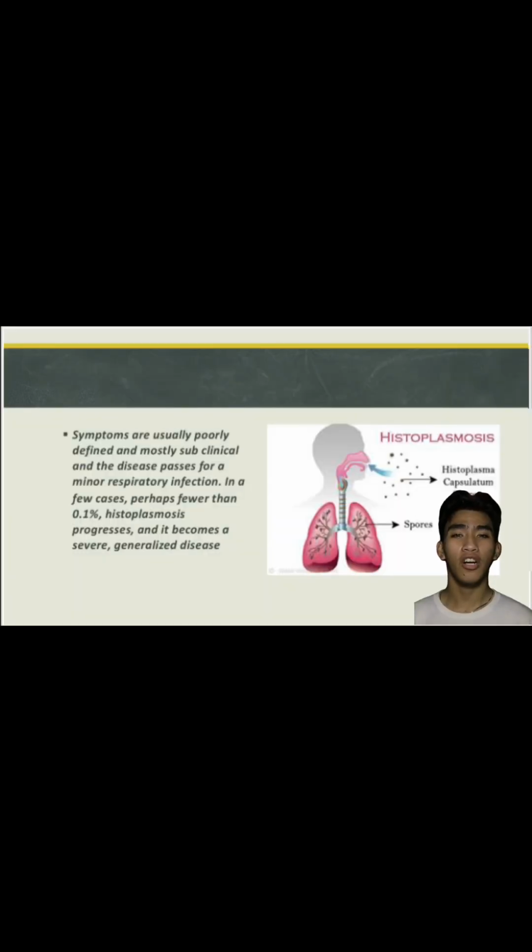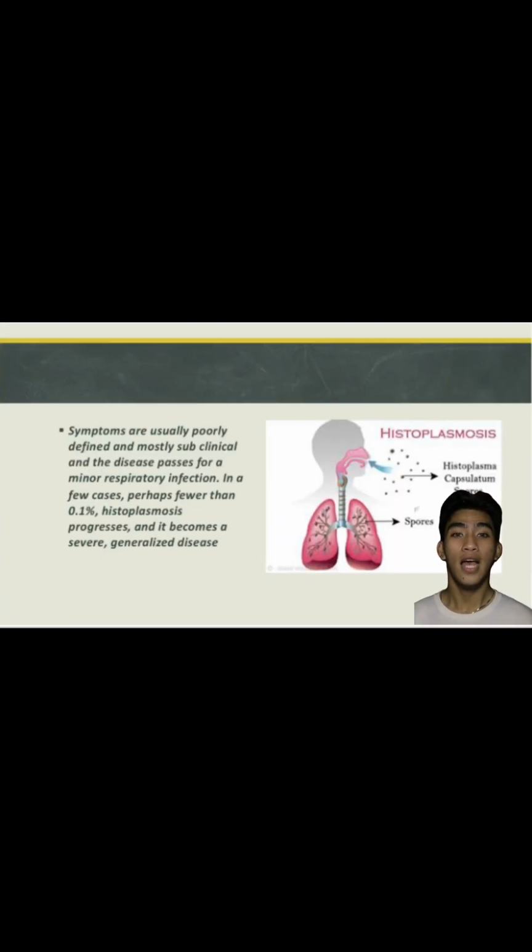So symptoms are usually poorly defined and mostly subclinical, and the disease passes for a minor respiratory infection. In a few cases, perhaps fewer than 0.1%, histoplasmosis progresses and becomes a severe generalized disease. This occurs with an unusually heavy inoculum or upon reactivation, that is, when the infected person's immune system is compromised.